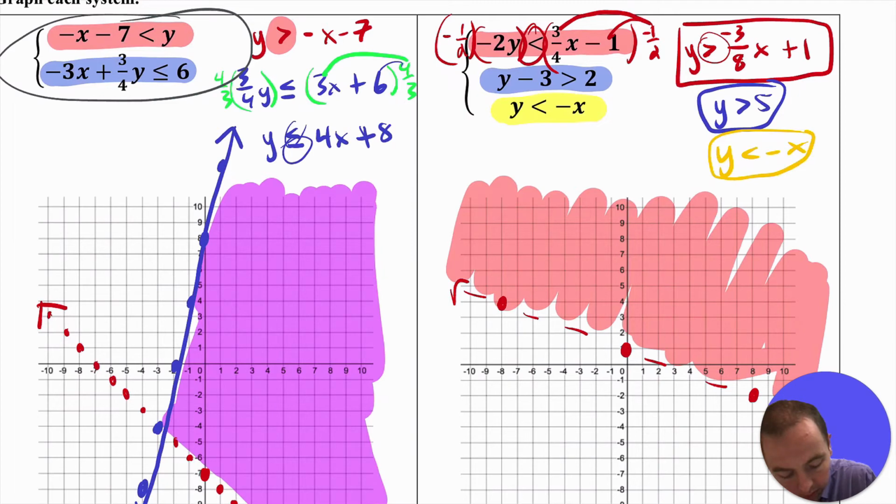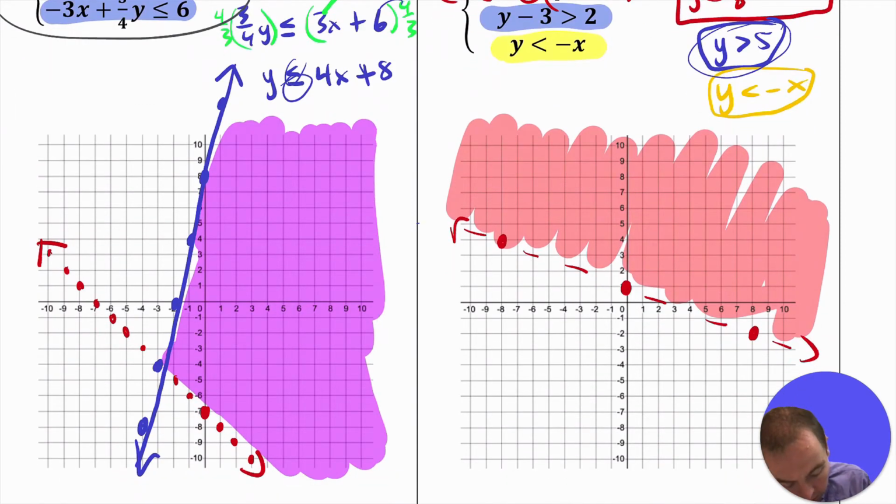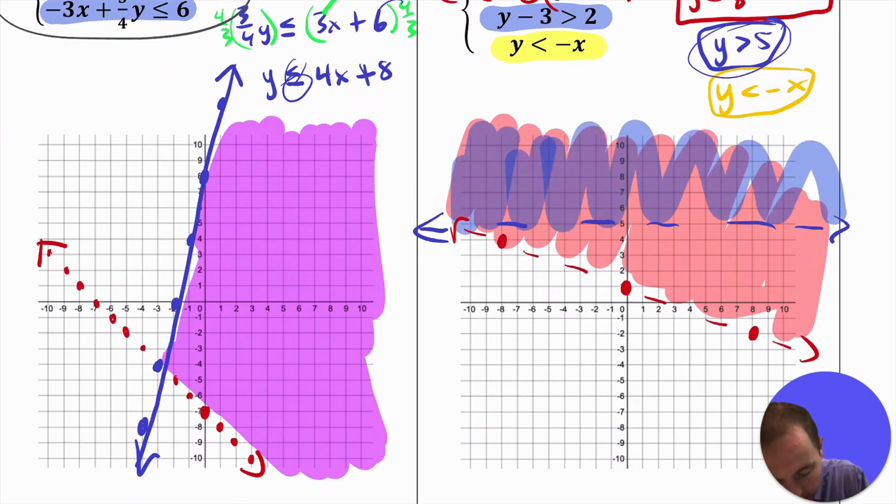Okay, so we move to the blue one. It's y is greater than 5. So think that y equals 5 is like that line right there. But because it's greater than only, we'll just want to dash this right here. And what we'll want to have is greater than, so we'll want to just be above like that.